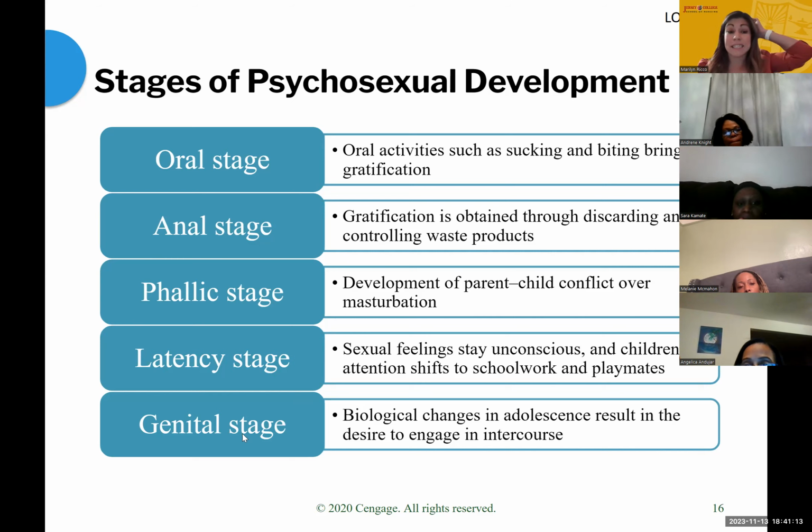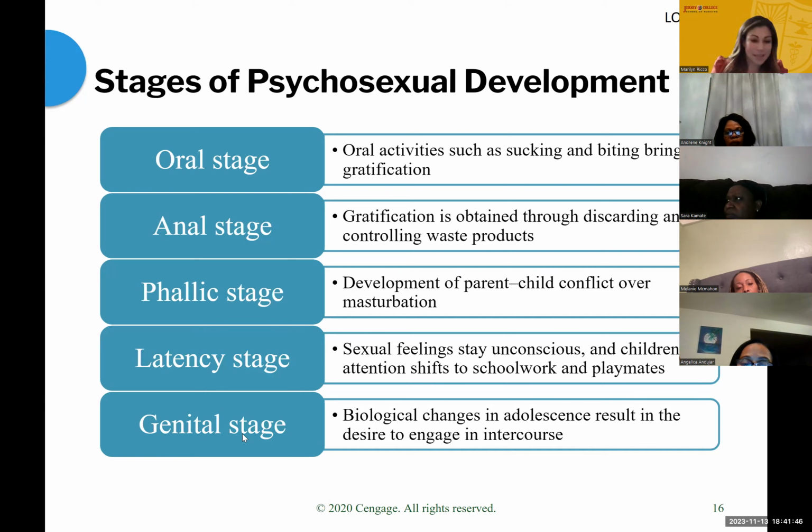Then we have the latency stage, where sexual feelings stay unconscious and children's attention shifts to schoolwork and playmates. So they stop paying attention to the body parts for a while because now they're starting into school age years, 5 years old, kindergarten. And their focus is on friends, playmates, schoolwork, other things that are going on outside of their home life. So that gets put on pause. That latency stage is a staged pausing of what they call the sexual gratification.